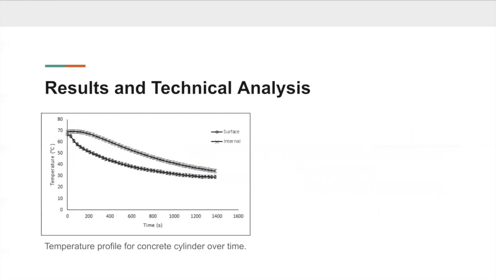Now here's the temperature profile for the concrete cylinder over time, and here the surface temperature changes at a different rate than the internal temperature. And so because of this, we cannot assume that the temperature of the entire object is the same during our calculations.